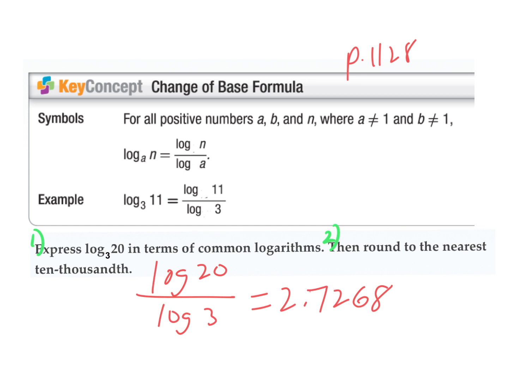No, you put it in, you use log 20 divided by log 3. Yeah. So you just put this in your calculator, and that's where that will come from. Okay? Questions on that?